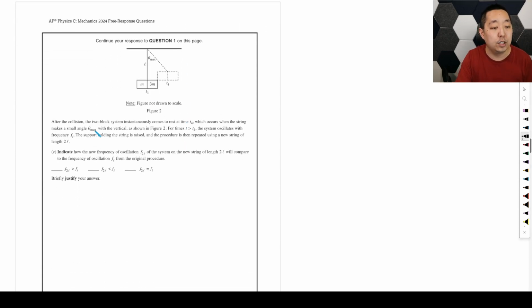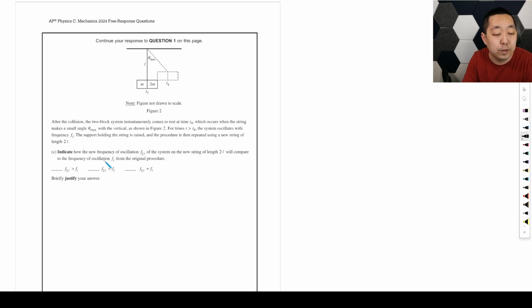Okay, so after the collision, the two-block system instantaneously comes to rest at time t equals t4, which occurs when the string makes a small angle with the vertical, as shown. For times t greater than t4, the system oscillates with frequency f_L. The support holding the string is raised, and the procedure is repeated using a new string of length 2L. So we're going to hit it with some energy, and it's going to oscillate, and then we're going to do the same thing again, but we're going to raise it.